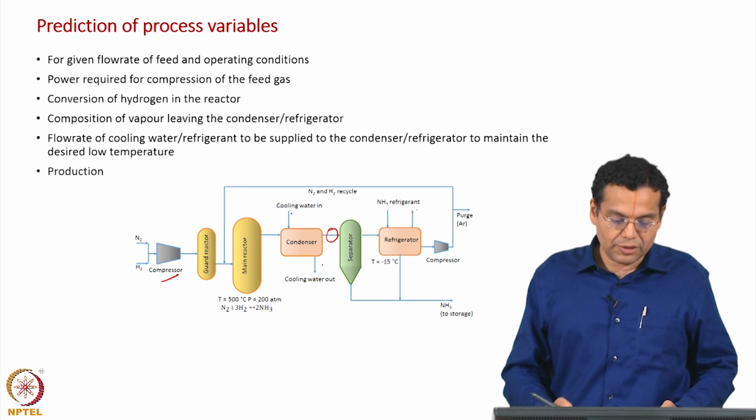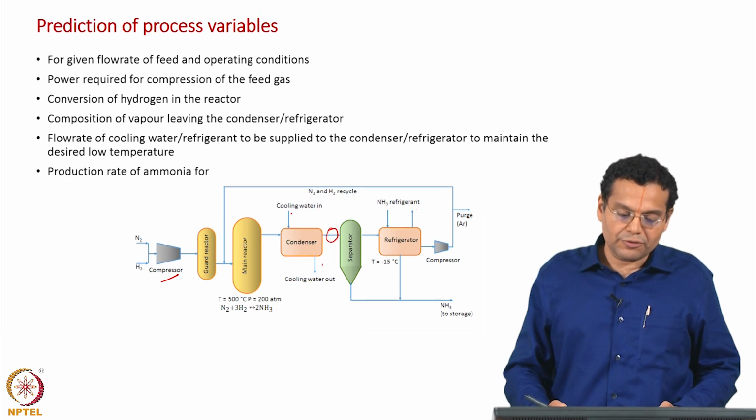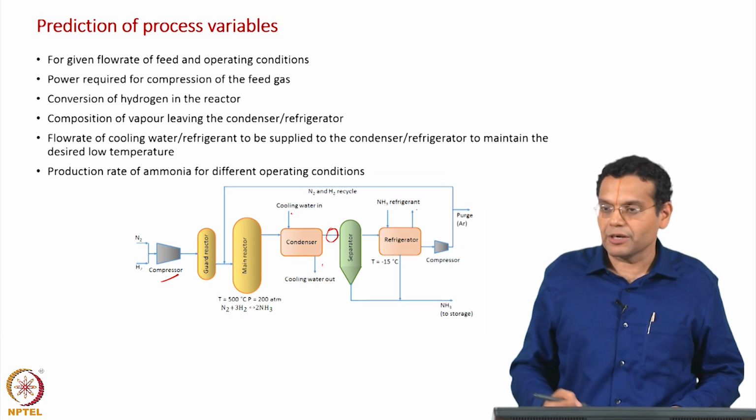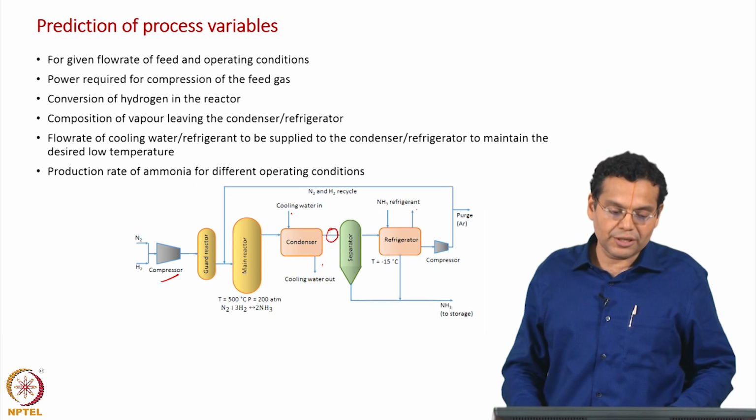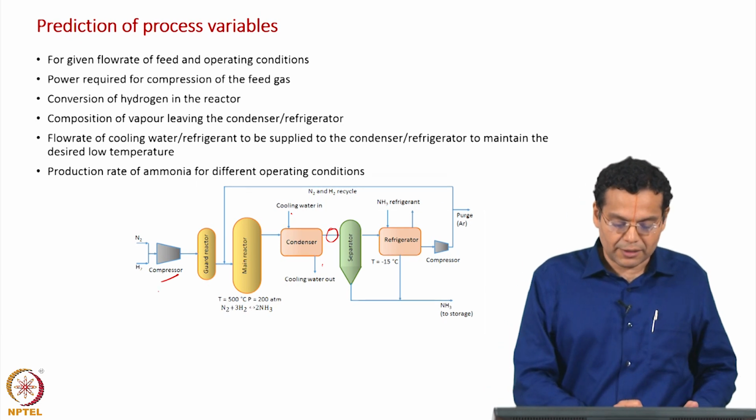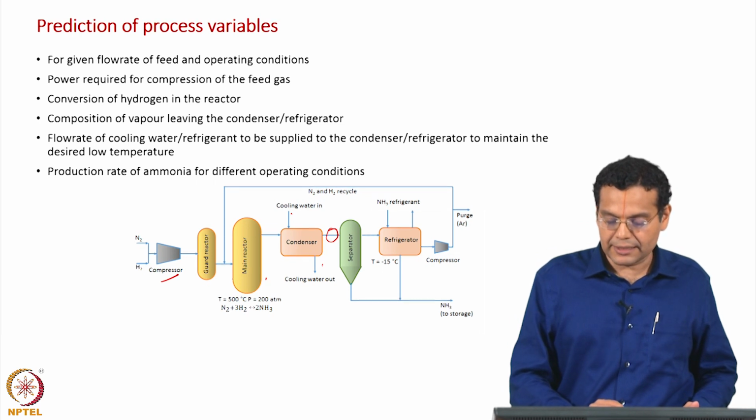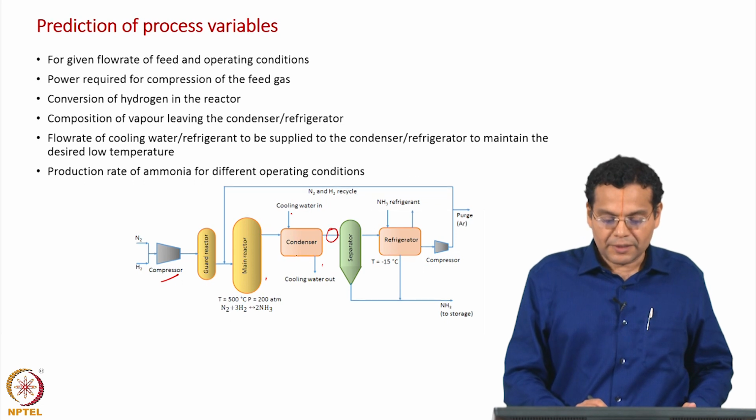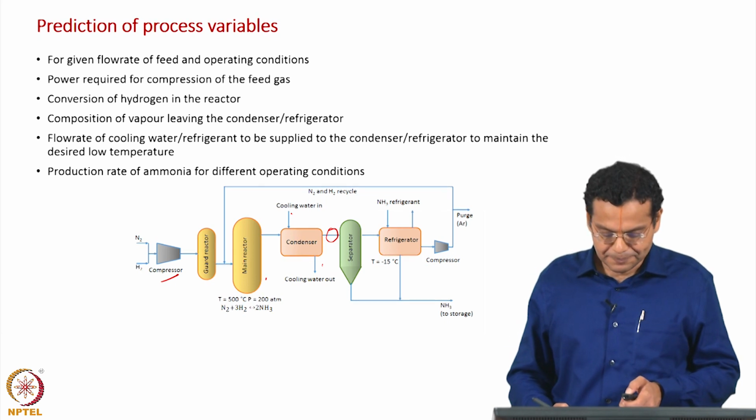Of course, we also wish to find out what is the production rate of ammonia for different operating conditions. So, we would like to predict the power for the compressor, the conversion in the reactor, and then the composition of vapor leaving, and the flow rate of the coolants required, and the production rate of ammonia.